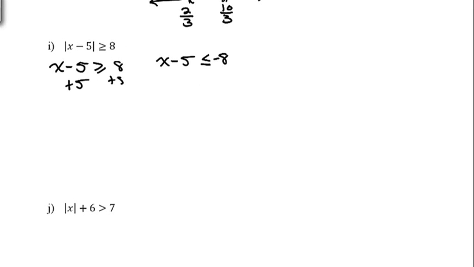Now we're going to add 5 to both sides, and for the first one that gives us x is greater than or equal to 13. And add 5 to both sides of this one gives us x is less than or equal to negative 3.